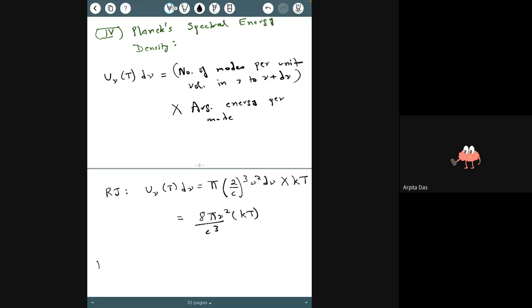Now when I do Planck, U nu T d nu is equal to the same quantity, 8 pi nu square by c cube. Ma'am, there should be a d nu as well. Yeah.